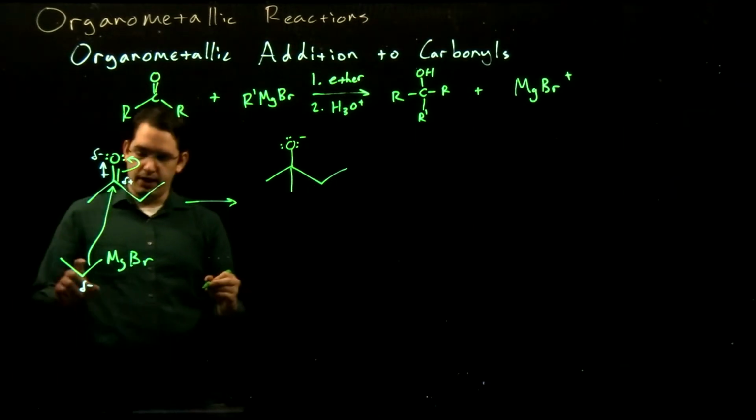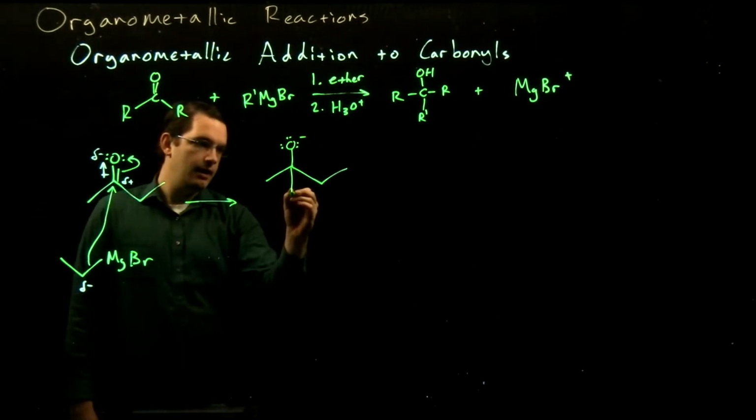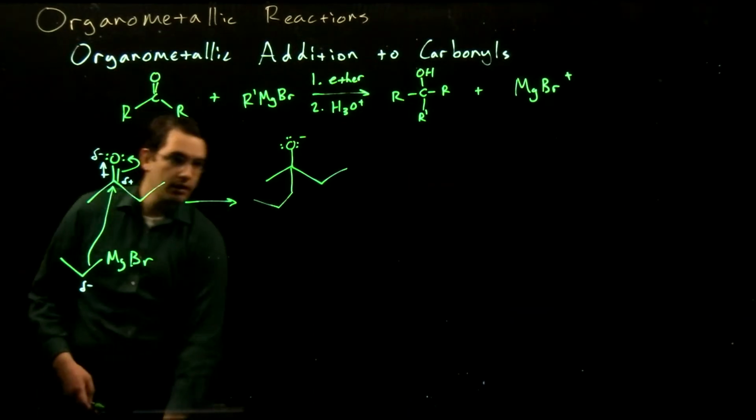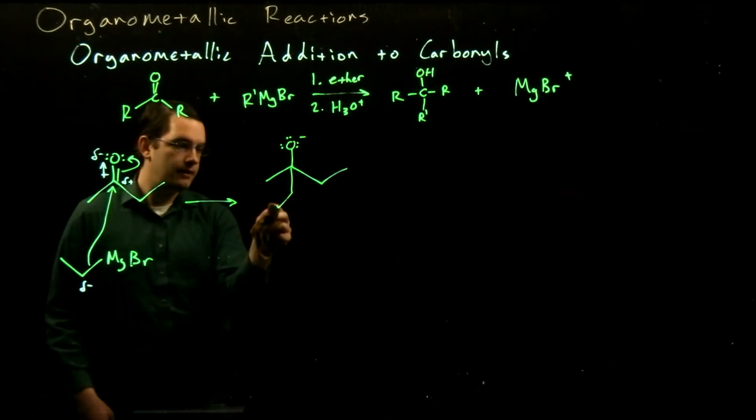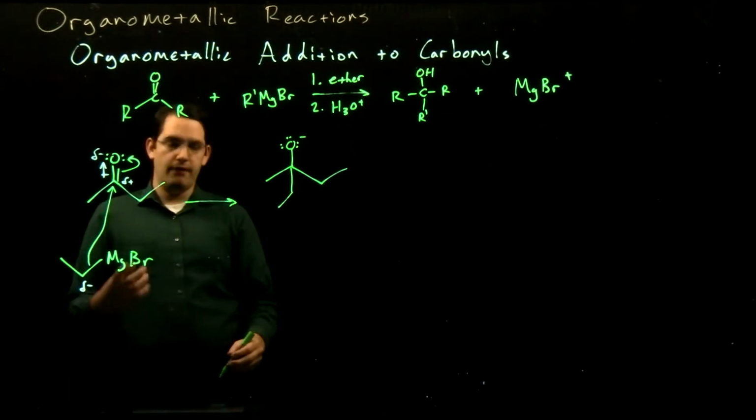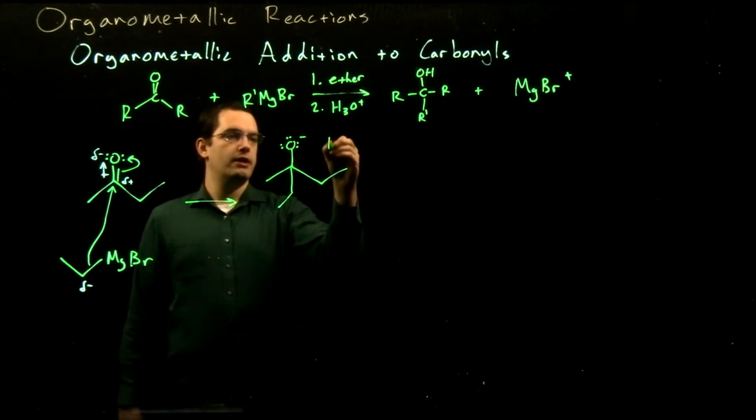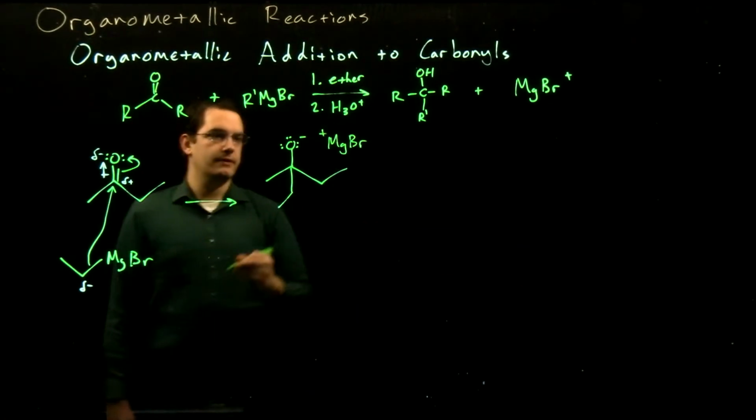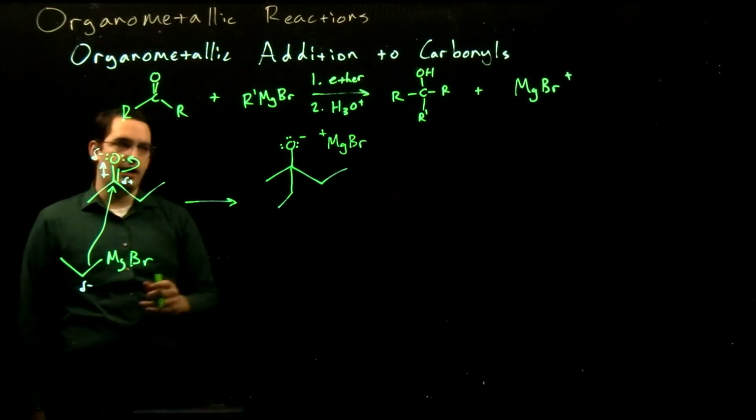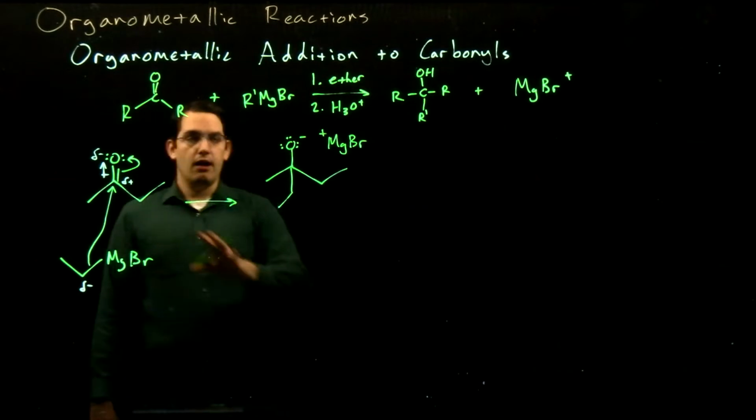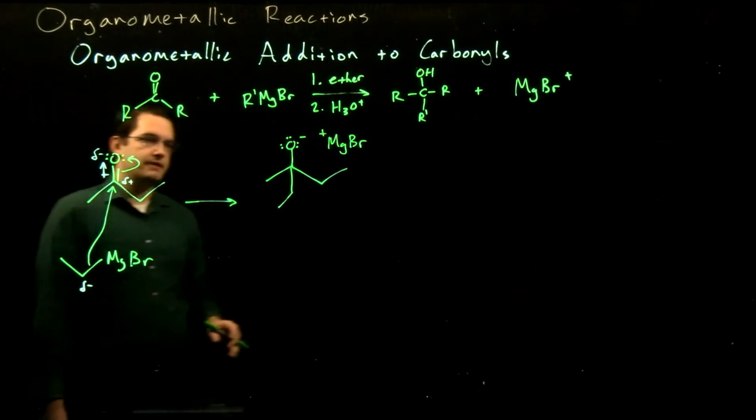And we'll have our new bond down here to our 2 carbons of our organometallic compound. So we just have our 2 carbons here. And then of course we have our positively charged magnesium bromide, which we'll tend to associate with our negatively charged oxygen here. So that's our full first step in the presence of ether.